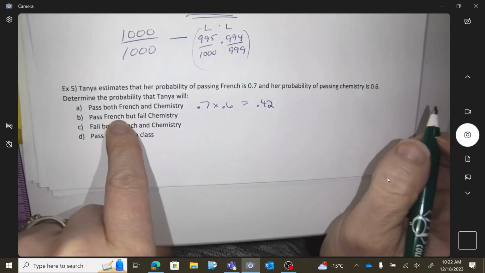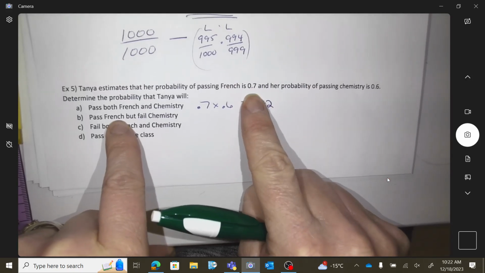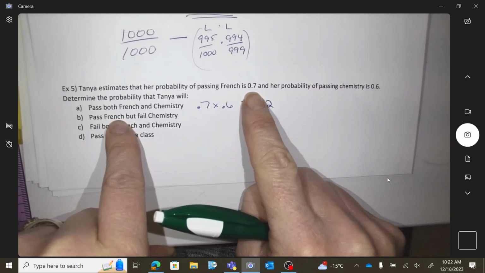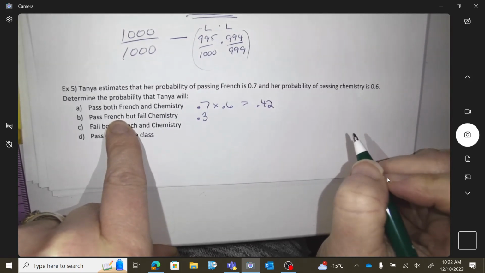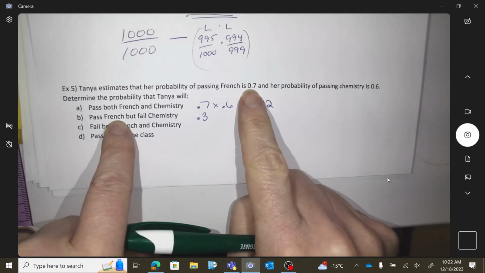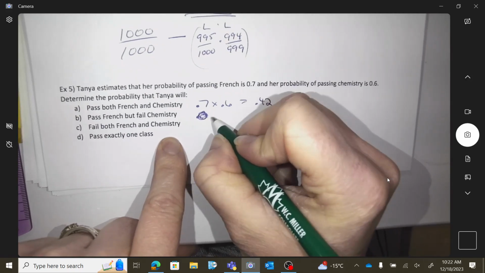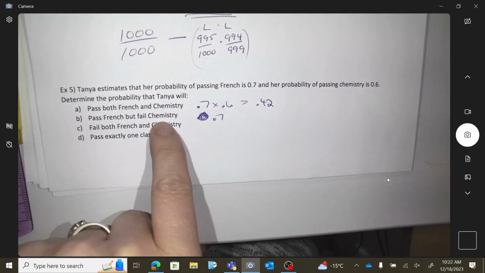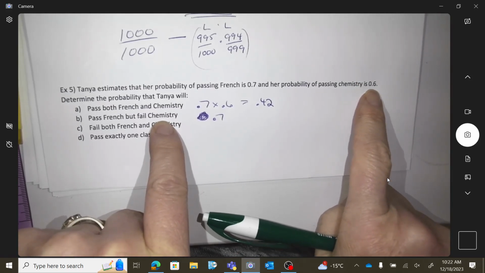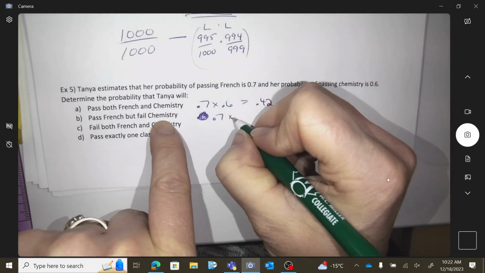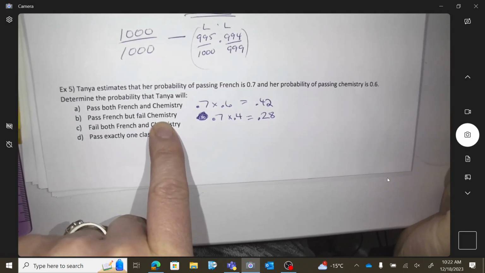This one says you're going to fail chemistry. So what's the number for failing? If you're going to pass with 70%, what's the chances that you're going to fail that? 30%? Did you think that? If you have a 70% chance to pass the French. You're passing. Oh, sorry, you're passing French. I'm getting ahead. Passing French, 0.7. Now do the fail. Failing chemistry. So if there's a 60 pass, there's a 40 fail rate. So 28.